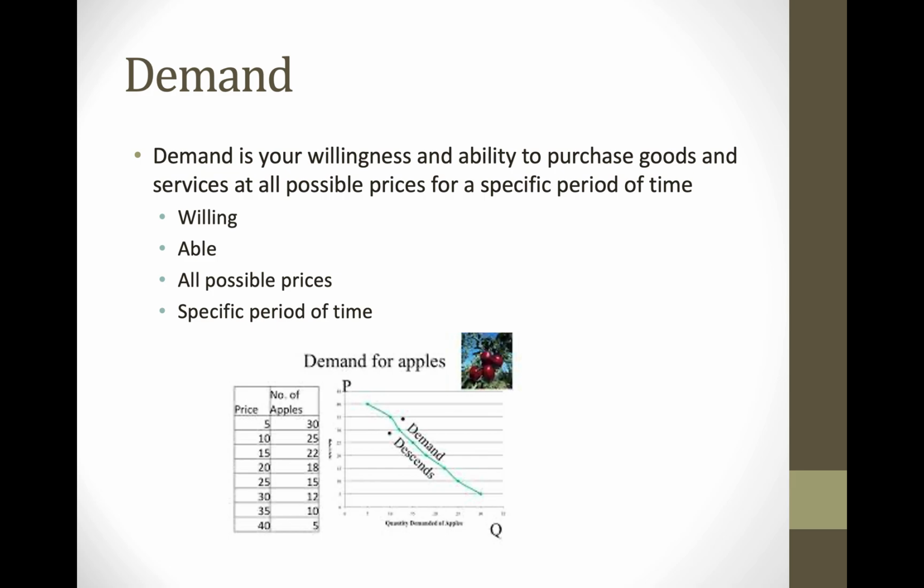And the fourth thing is it's for a specific period of time. So we're taking a snapshot. So for the next month, this is my demand for apples. I am willing and able at every one of those prices, depending on what the store is selling them for. Over the next month, I am willing and able to buy at all of those various prices and quantities.